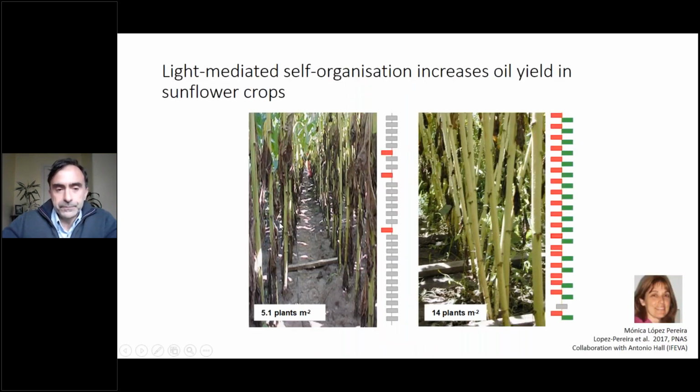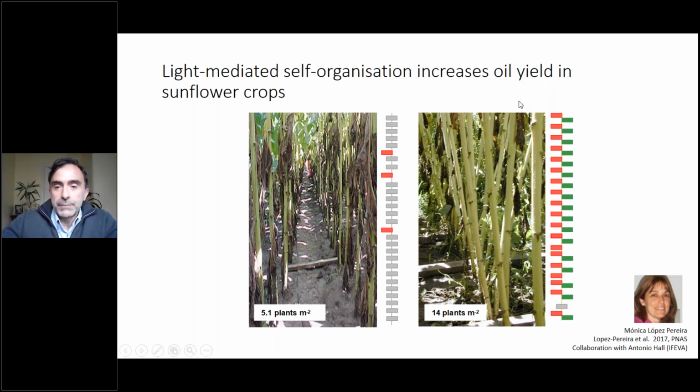This is a sunflower crop grown at a commercial density, and you can see that by the end of the cycle, all the stems are more or less in the upright position. Here we can see a crop at a much higher density, and by the end of the cycle, we can see that the stems are bent. And a more quantitative analysis shows that one of the plants goes to the left, next to the right, left, right, left, right, left, right, left, and so on.